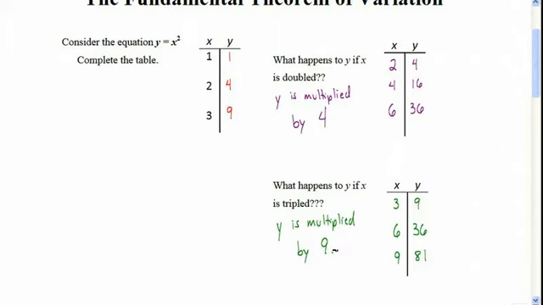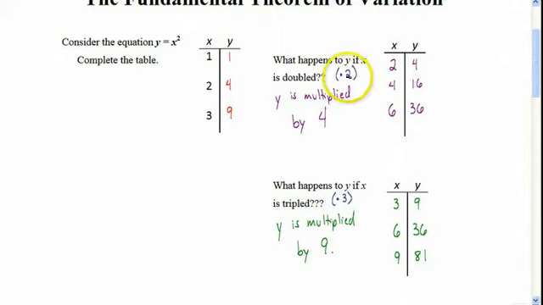So before we go any further, let's look at what we just discovered. So ignoring the tables, looking at the equation y equals x squared, when we doubled the x, y was multiplied by 4. When we tripled the x, y is multiplied by 9. Now remember, if I double something, that means I multiply it by 2. If I triple something, I multiply it by 3.